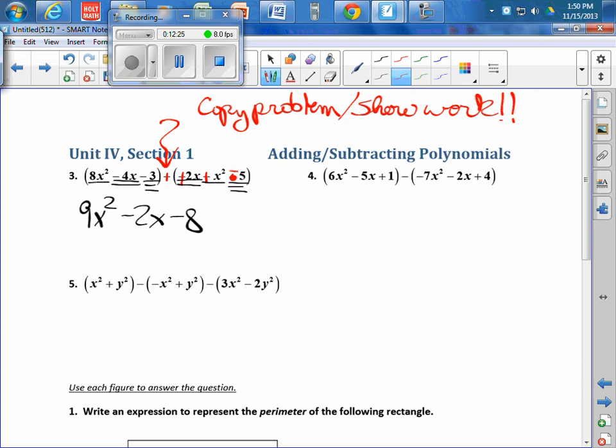Change the minus sign to a plus sign and change all the signs in the second parentheses. Makes that plus 7x squared, plus 2x, and then minus 4. So now I have 6x squared plus 7x squared is 13x squared. I have negative 5x plus 2x is negative 3x, and plus 1 minus 4, negative 3.